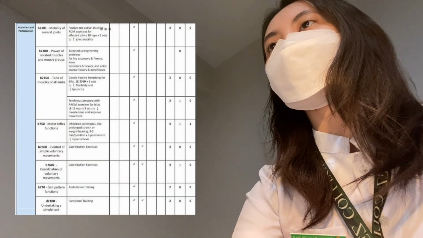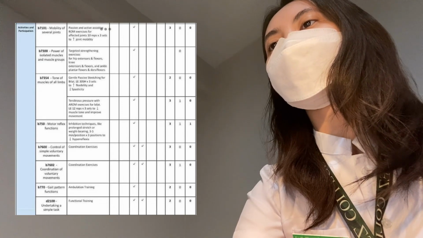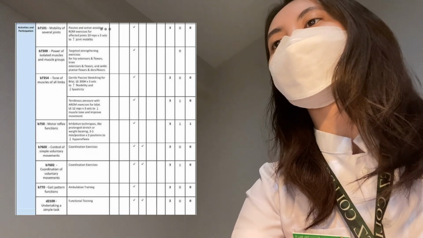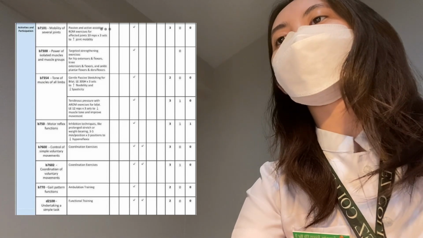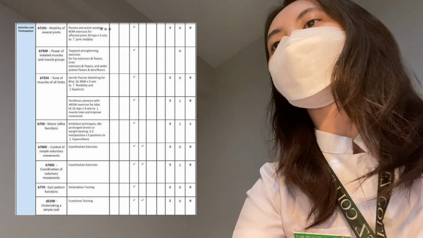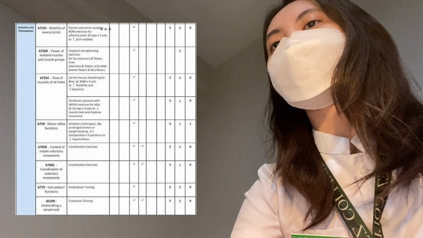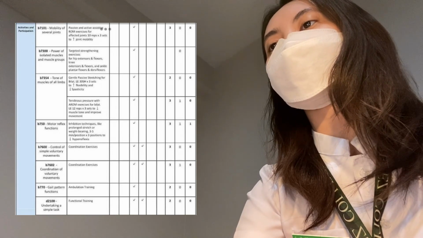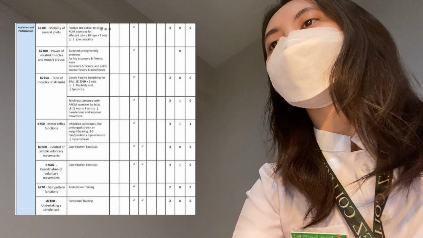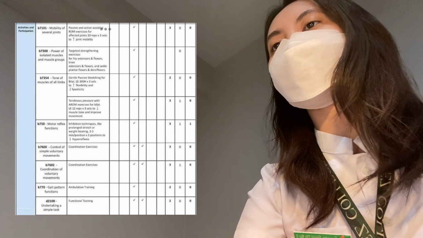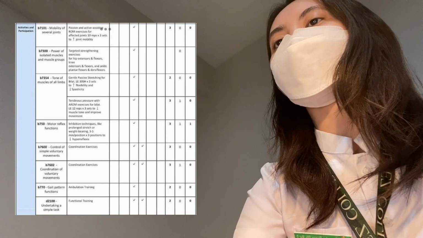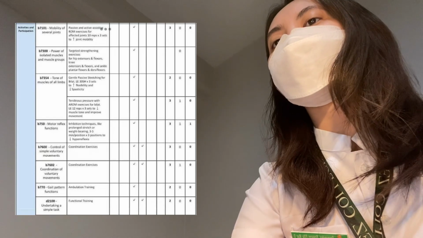Then we also have activities and participation. For the intervention target for this one, we have B7101 for mobility of several joints. We could have passive and active assistive range of motion exercises for affected joints, 10 reps times 3 sets to increase joint mobility. So the first value is 3 and the rest is 0. We also have B7300 for the power of isolated muscles and muscle groups. We conduct targeted strengthening exercises for hip extensors and flexors, knee extensors and flexors, and ankle plantar flexors and dorsiflexors with a goal value of 0.